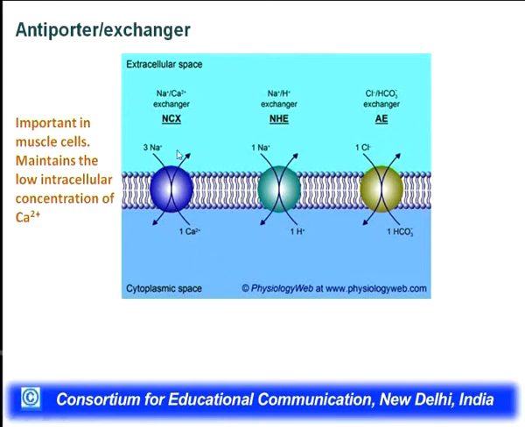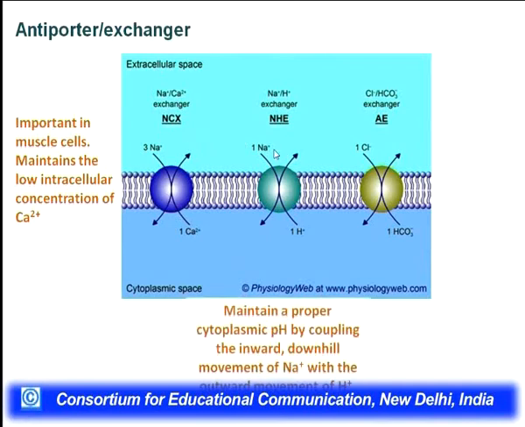So you can see 1 calcium moves out. The sodium has the tendency to move inside the cell because the inner sodium concentration is lower. So when 3 sodium ions move inside through this transporter, 1 calcium moves outside. So this passive diffusion is causing the 1 calcium ion to move outside. This is an exchanger or an antiporter.